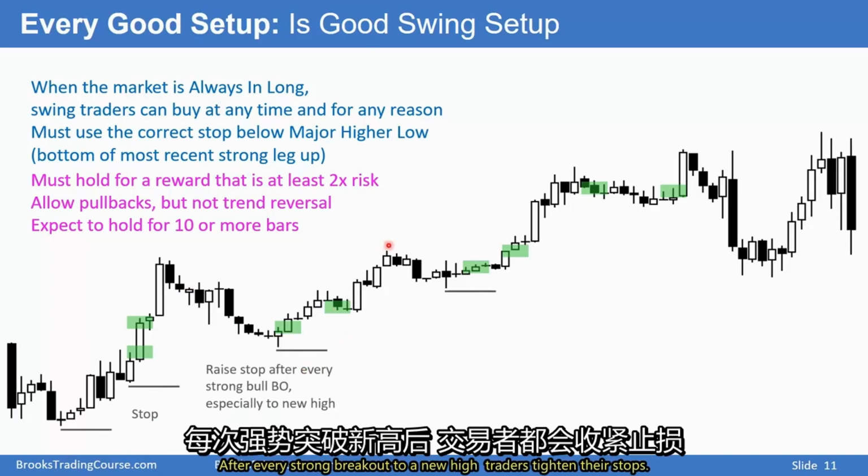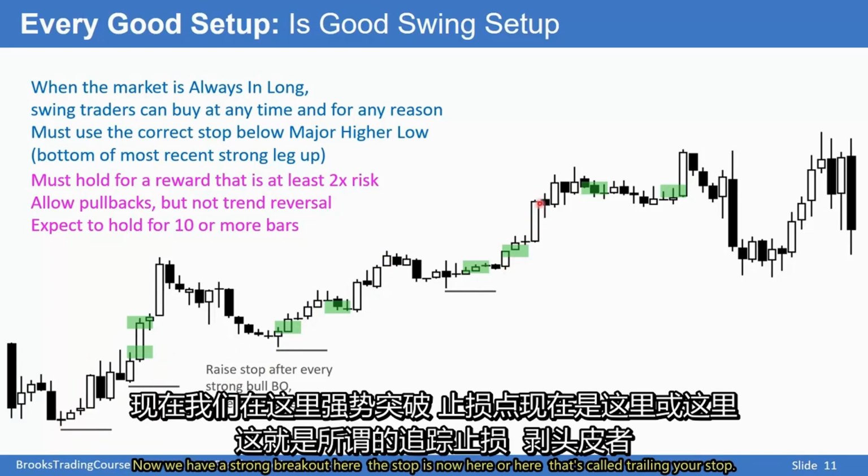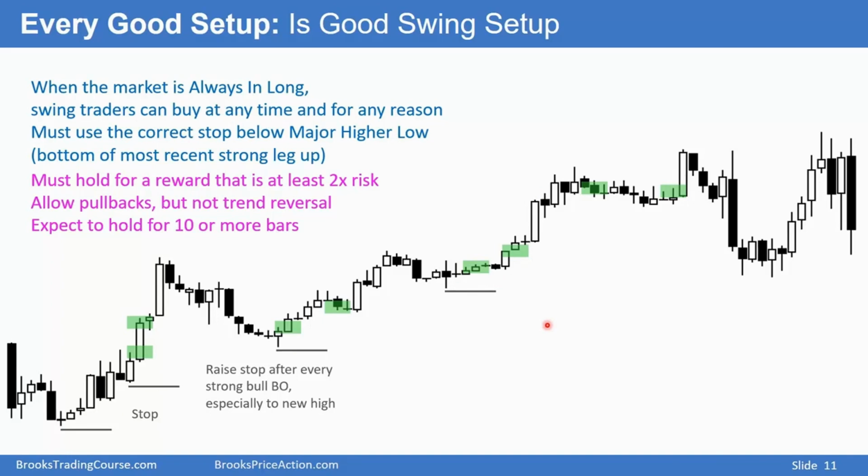After every strong breakout to a new high, traders tighten their stops. The market goes up here, you raise the stop to here. Whether it was here or here, you raise it to here. Now we have a strong breakout here. The stop is now here or here. That's called trailing your stop.